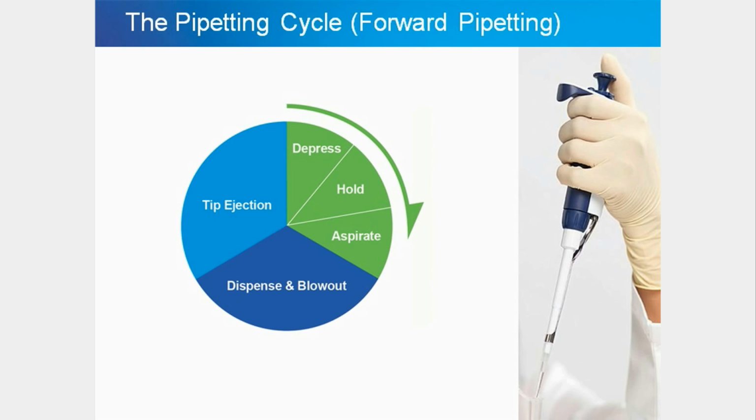This step allows any remaining sample to be fully expelled from the tip. A touch-off will be required, which we will cover shortly. After this, the plunger is returned to its resting position. Step 5 is tip ejection.